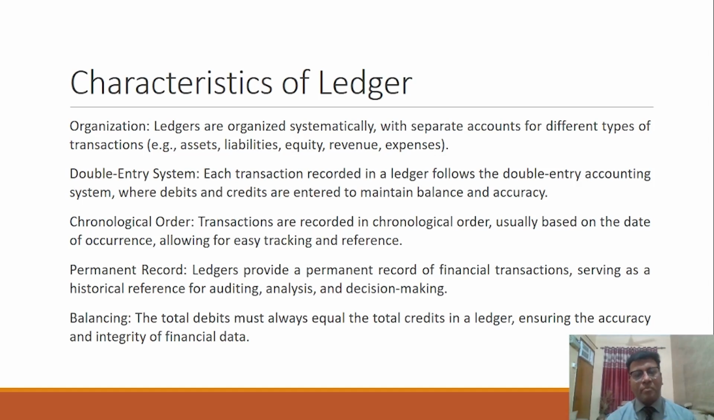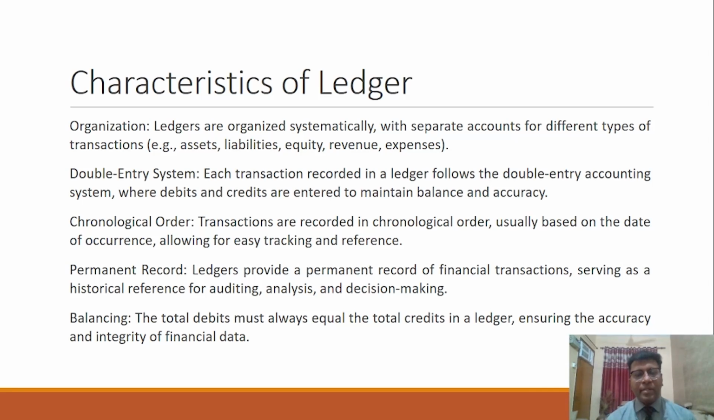That is the permanent record. Ledger provides a permanent record of the financial transactions because this is the primary book and you are maintaining it regularly for a particular year, as we are talking about a financial year. So for historical reference, for auditing, analysis and decision making, you can say ledger serves you as a permanent record of financial transactions. If you want to track the particular business record or you want to analyze the record, at that time it will help you.